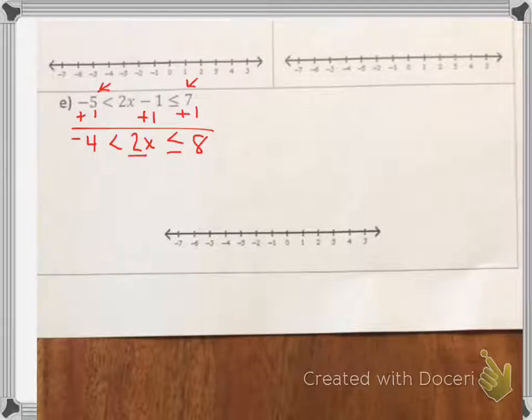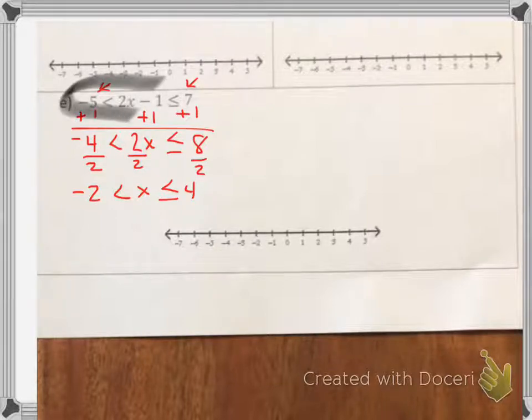Then I still got to get the x by itself, so I got to divide everything by 2. So I get negative 2 is less than x, which is less than or equal to 4. So again, like I said, I like to solve them together like that, where I solve both of them at the same time, but you could have separated them, and maybe that would have been the better way for you to do that. If you would have taken this one right here and solved it first, and then taken this one over here and solved it second, you would have got the same answers as me.